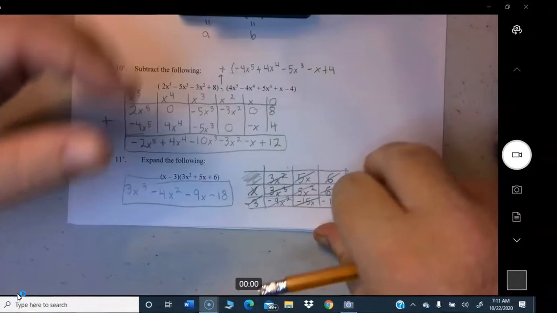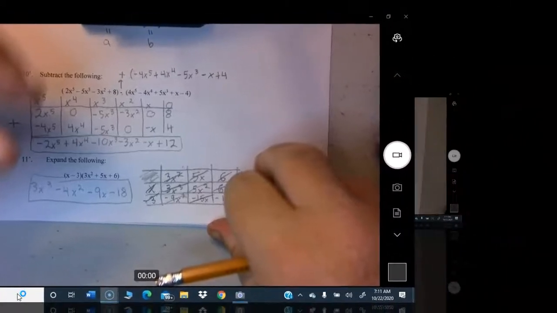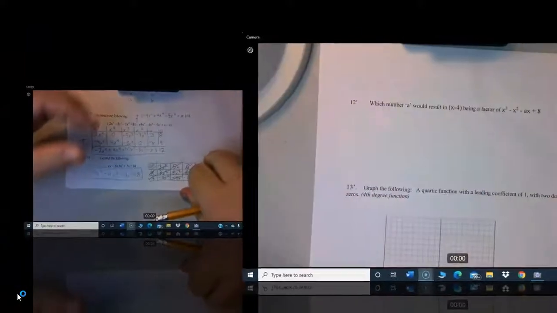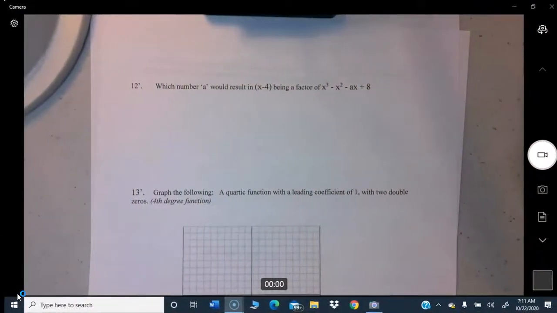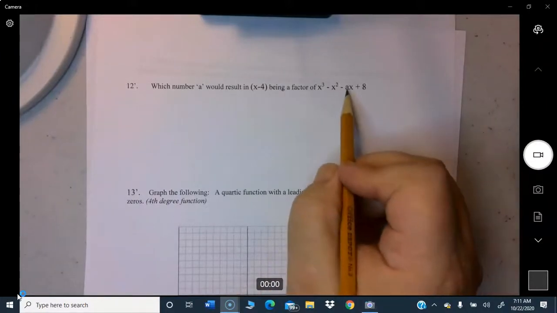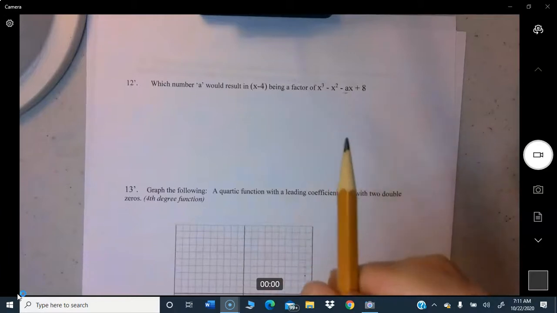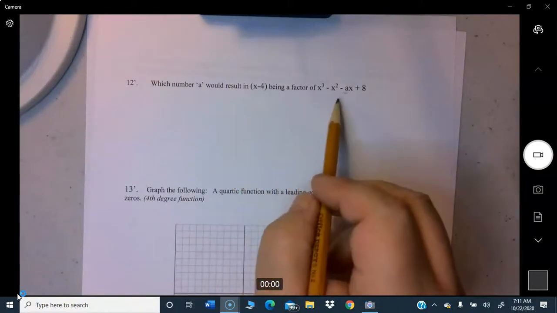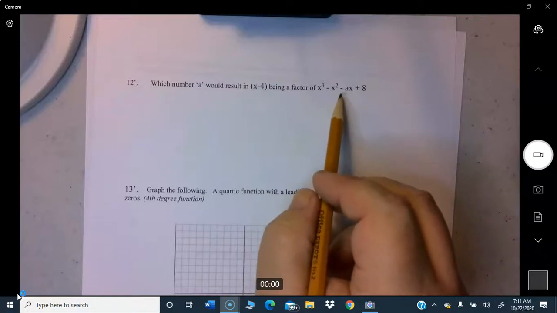All right. Number 12. Alright, this is kind of a quirky problem, so let's just do it together and then you'll know how to do it on the test. It says, what number A, see there's A right there, would result in x minus 4 being a factor. So if it's a factor, it means it's going to divide into this evenly.